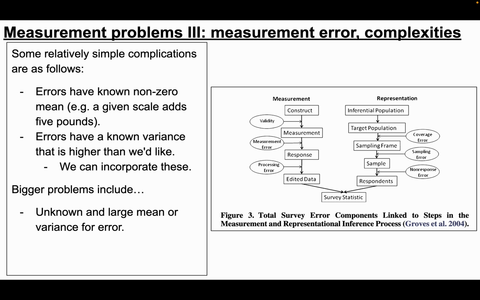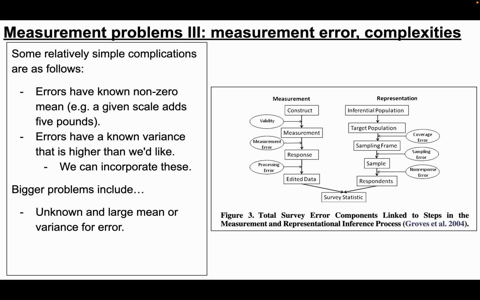Bigger problems would include a situation where we've got an unknown and large mean. So for instance, if you're asking people survey questions and you suspect that they, I'll give an example of this in a moment, suspect that they systematically underreport the true value, but you don't know by how much, that's a problem.